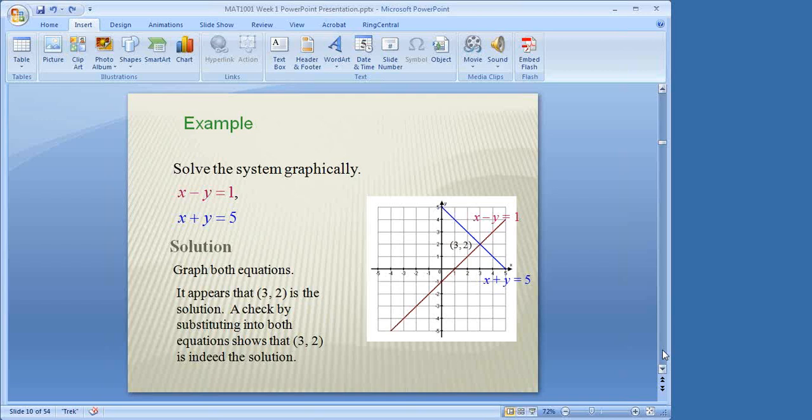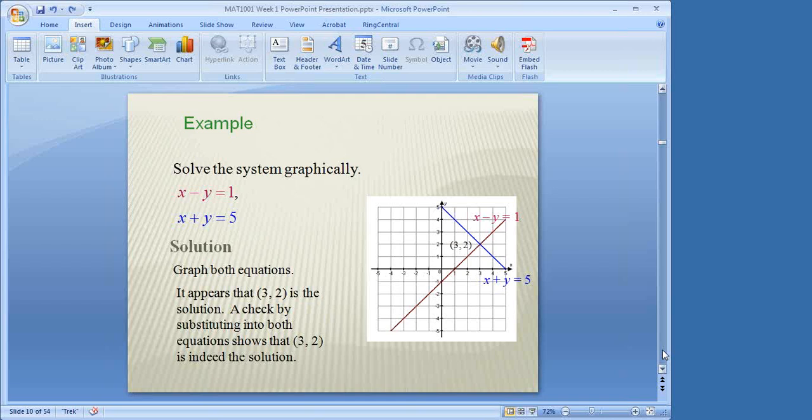Anyway, what I've done is plotted these two lines, and if you're wondering how, I went off on my scratch paper and I picked a value for X, found the value for Y, had a point, did it again, plotted that line, plotted the other line, and I got this. And what I found is that the two lines intersect at the point (3, 2).